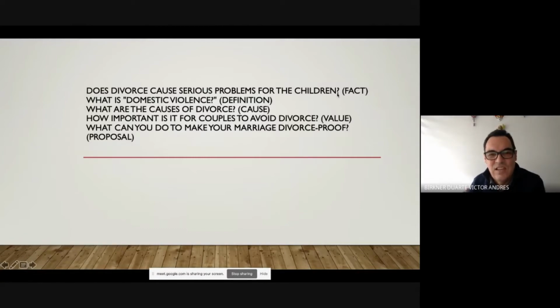Remember that the question has to be related to one of these categories: a fact, a definition, cause, value, or proposal. In this case, the first one relates to fact, right? Do you understand what a fact is? Because sometimes we read concepts, but we have to have a clear idea what a fact is. Can you provide some ideas what a fact is?